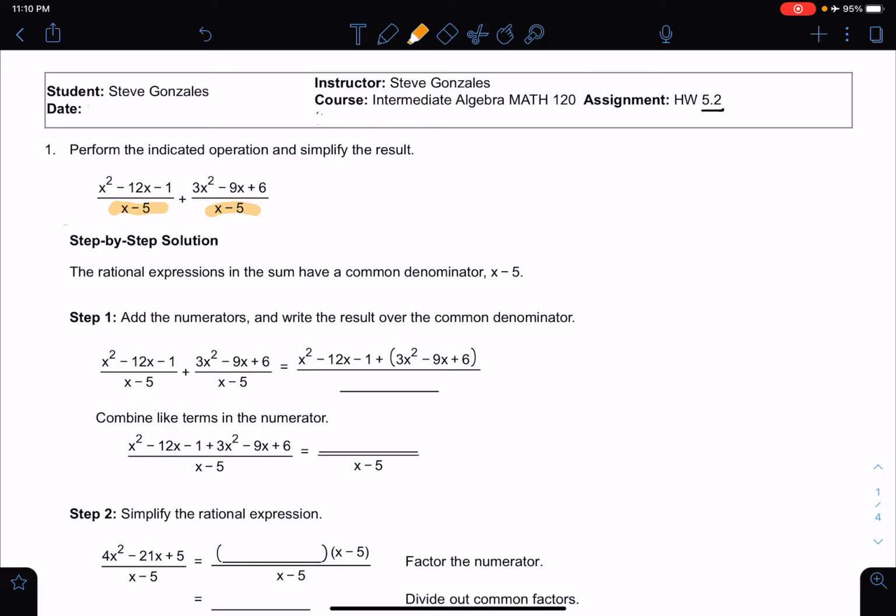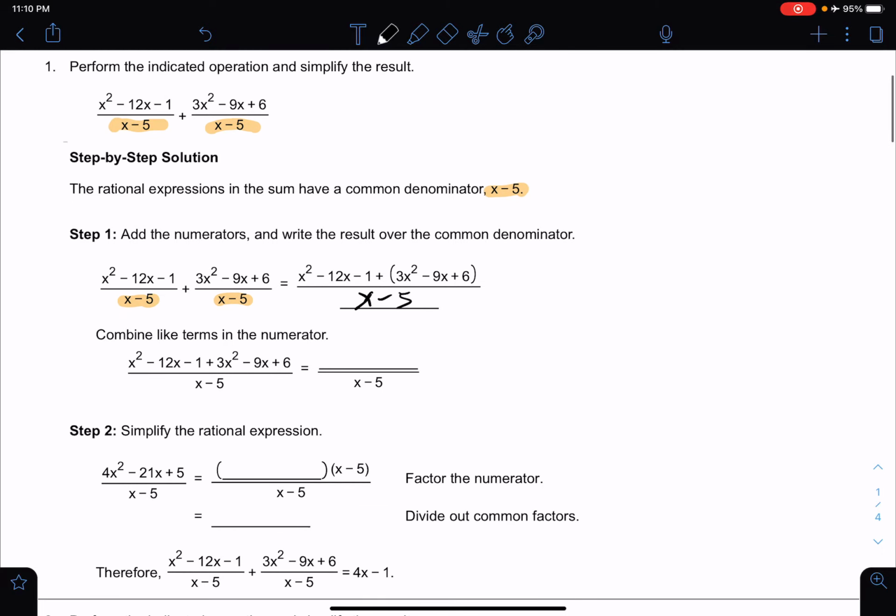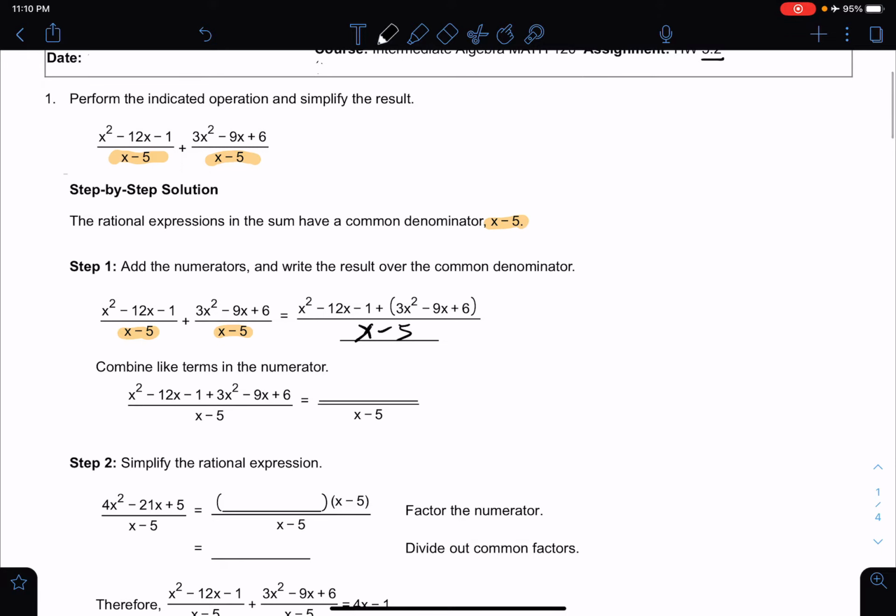It says the rational expressions in the sum have a common denominator of x minus 5. Add the numerators and write the result over the common denominator. So we've got the common denominator of x minus 5, and that ends up with the result x minus 5 right there. You have to add the numerator, right? So remember, when you're adding the numerator, you must add like terms.